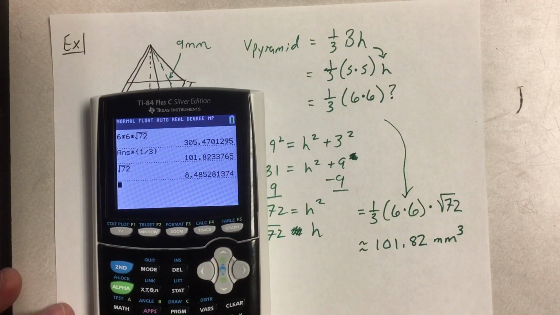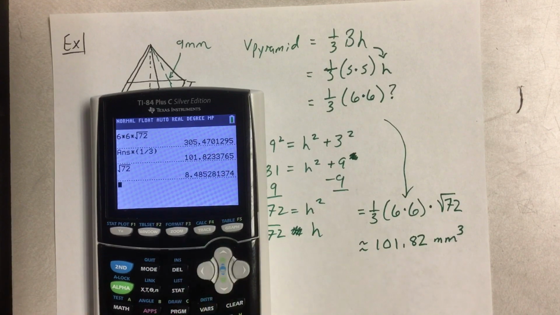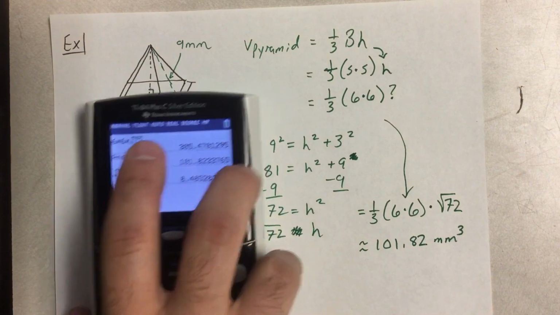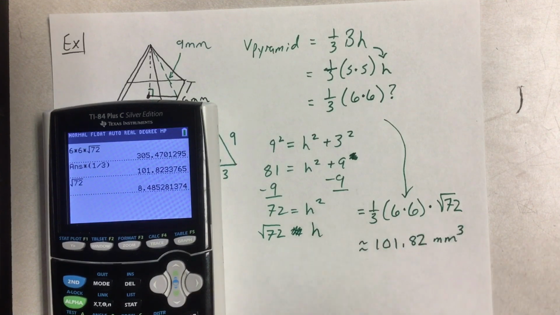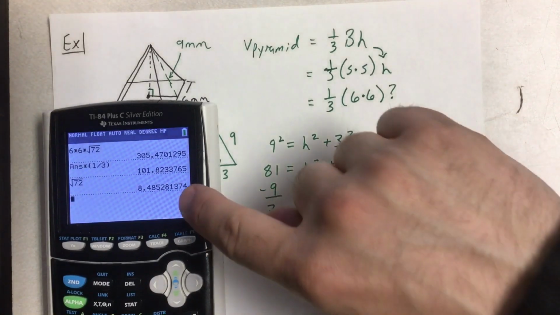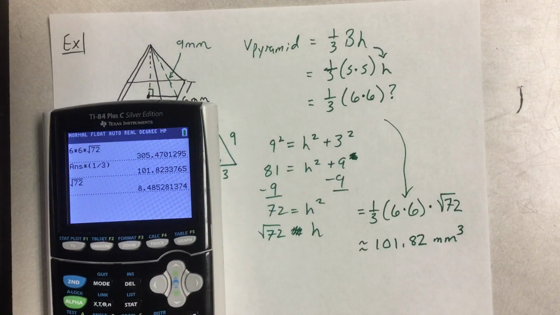Again, the benefit of not finding the decimal for the square root of 72 is that we would have to round, which would make it less accurate as compared to if we just used the square root of 72 in the problem. So more accurate. If I were to use the decimal, it would be less accurate.